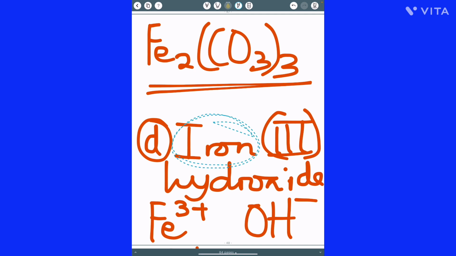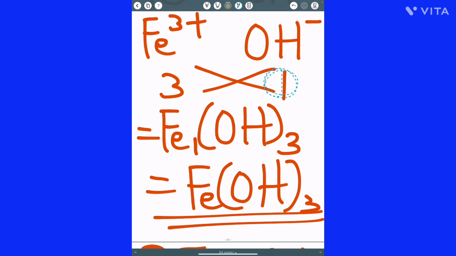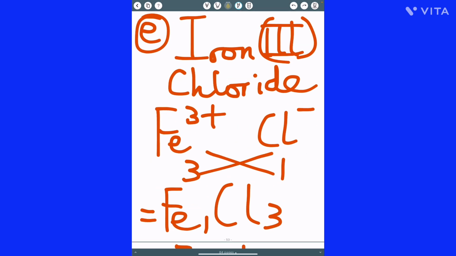Next is iron(III) hydroxide. Iron(III) is Fe3+. The hydroxide ion is OH-. So from the charges, I'll get their valencies. From -1, I'll get 1. From 3+, I'll get 3. Fe1 (OH)3. I don't need to write my 1, but I need to keep these 3, so I can write Fe(OH)3. OH will remain in bracket. Take note of that too.